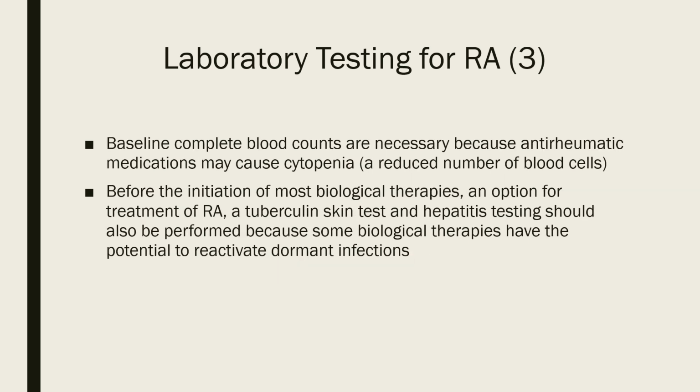So baseline complete blood counts are necessary because anti-rheumatic medications may cause cytopenia. Cytopenia is a reduced number of blood cells. So before the initiation of most biological therapies, an option for treatment of RA, we will do a tuberculin skin test and hepatitis testing to determine whether or not we can use biological therapies for RA.